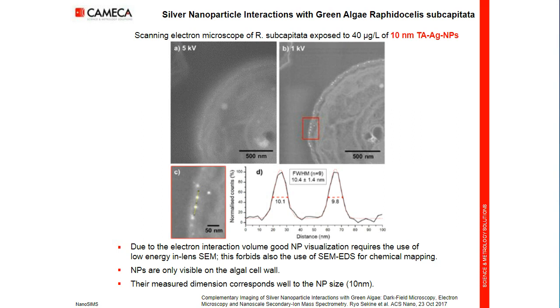But at 1 keV, chemical analysis by EDS is not possible. So we have a topographical image, but no chemical mapping.